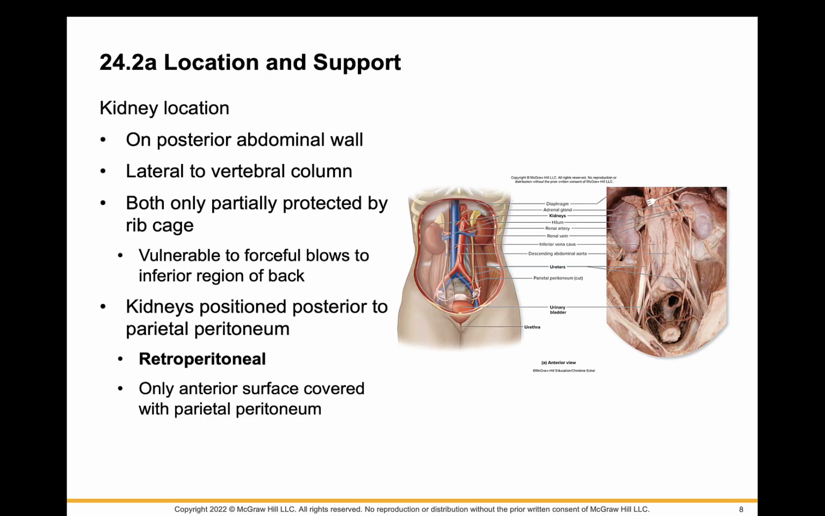Now here, if we look at the positioning of the kidney, it's going to be on the posterior abdominal wall. They are both lateral to the vertebral column, and as noted previously, only partially protected by the rib cage. This is why the kidneys are vulnerable to forceful blows to the inferior region of the back. Think kidney punches in boxing, below the belt, etc. And another term to keep in mind here is retroperitoneal. The kidneys are positioned posterior to the parietal peritoneum.